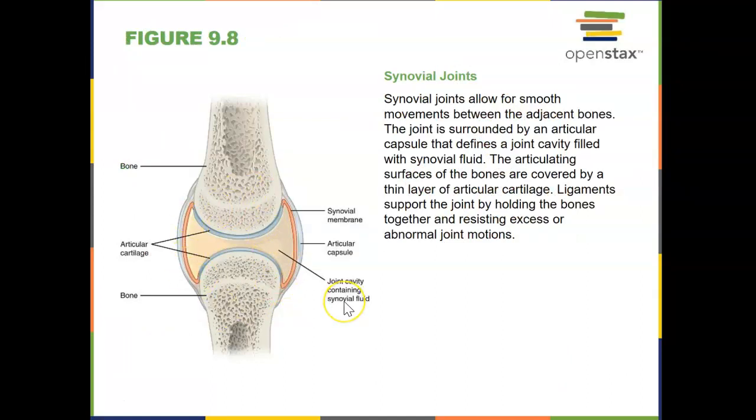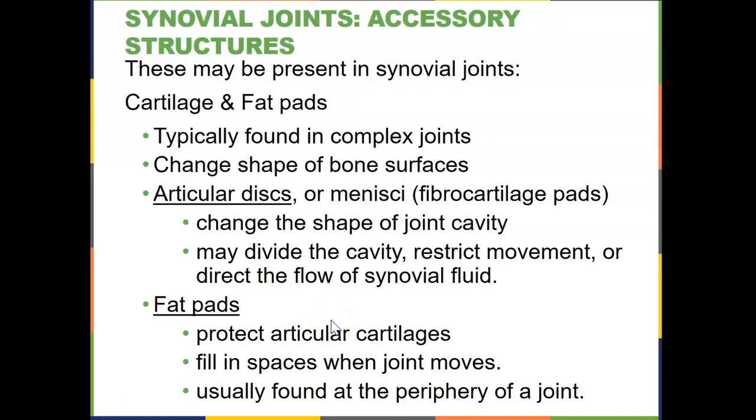This is a figure from your book. This is showing that base of a synovial joint. This would probably be more of an anterior view of the femur and the tibia. It's a simplified view. So accessory structures, what else are you going to find in these synovial joints? We looked at the cartilage and the fat pads. You typically find these in really complex joints.